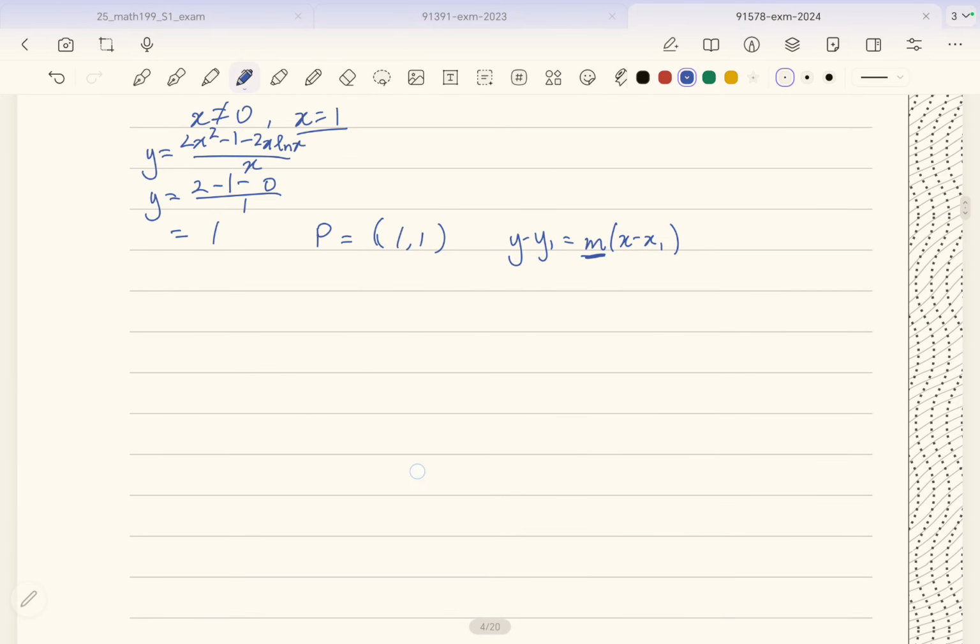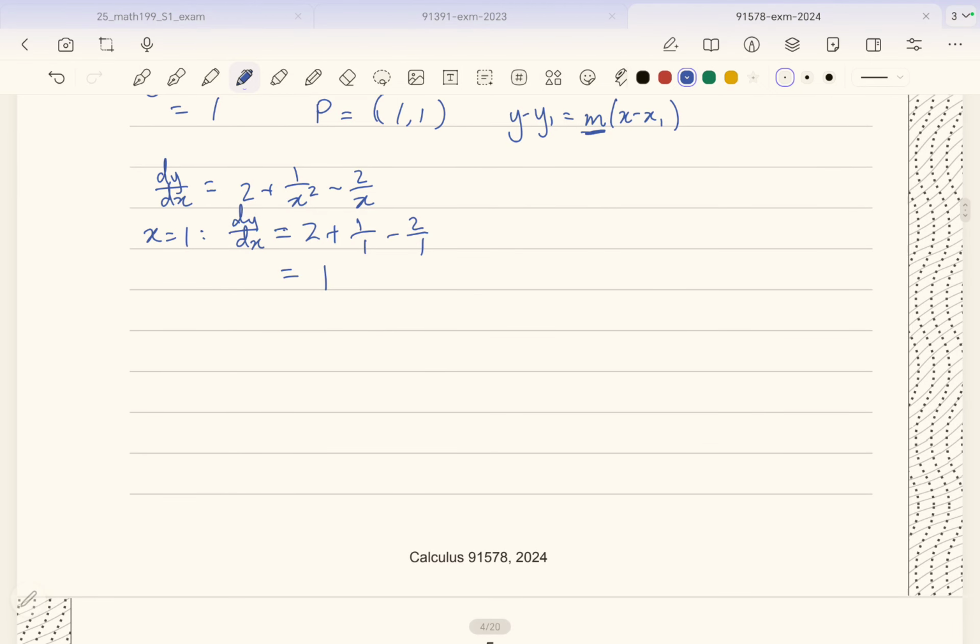We know that dy by dx, which is our slope, equals 2 plus 1 over x squared minus 2 over x. So we can sub in x equals 1 into it. Our dy by dx will become 2 plus 1 over 1 minus 2 over 1. That becomes 1, right? 2 and negative 2 cancel out. We get 1 over 1, which is 1. That's our slope. So you could say m equals 1.